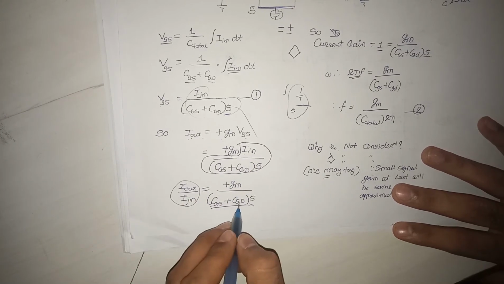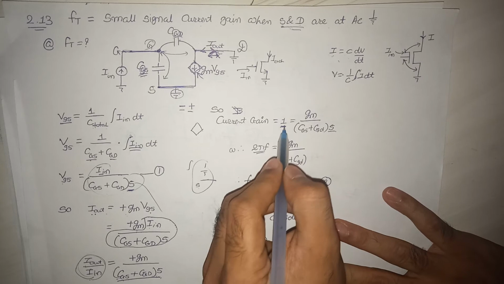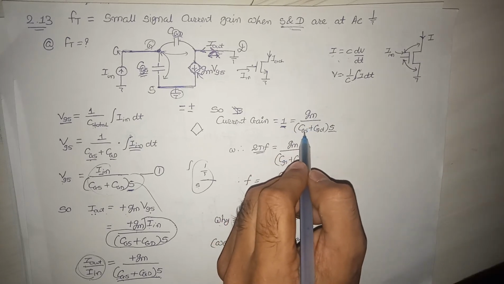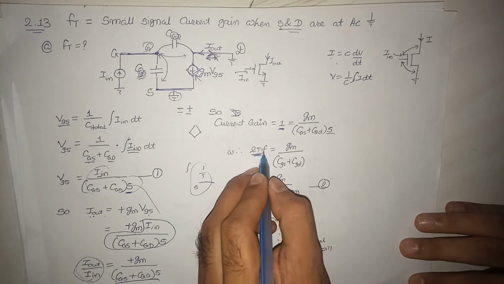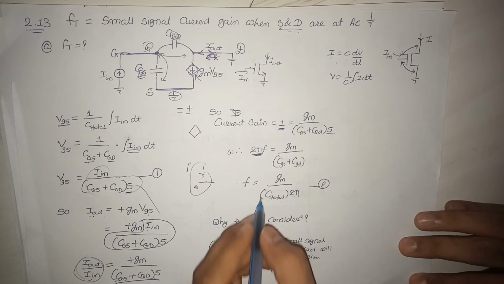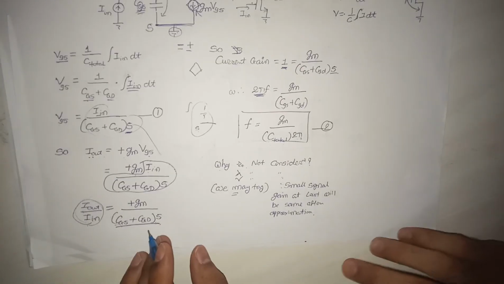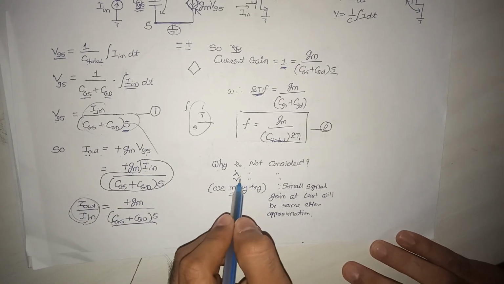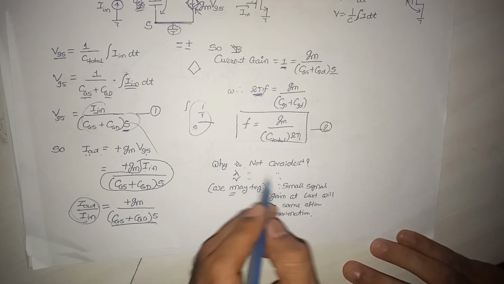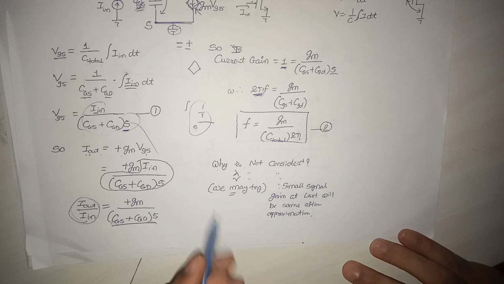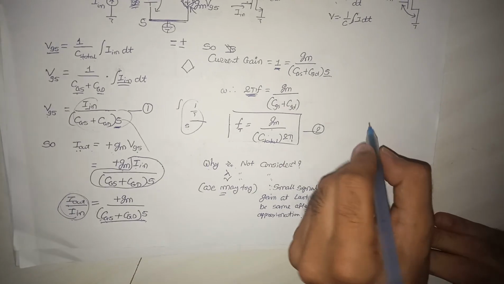gm upon (Cgs plus Cgd) times s will be the current gain. That has to be unity: 1 equals gm upon C total times s, and s can be written as 2 pi f. Finally, f will be gm upon C total times 2 pi. This is what they gave to prove. Why is ro not considered? Lambda and gamma effects are both not considered. Even if you consider them, you will finally come up with this value of fT.